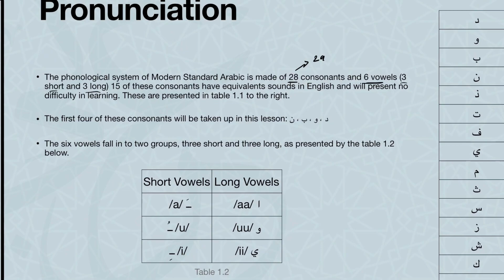Now, fortunately, 15 of these 28 consonants have equivalents in English, as in they're not going to be that difficult to imitate and pronounce. And throughout this class, or future classes, we're going to introduce one difficult sound amongst the easy ones, because I don't want to hit you with a bunch of difficult sounds that will overwhelm you, because you won't be able to pronounce them intuitively or naturally. You have to train yourself to practice.